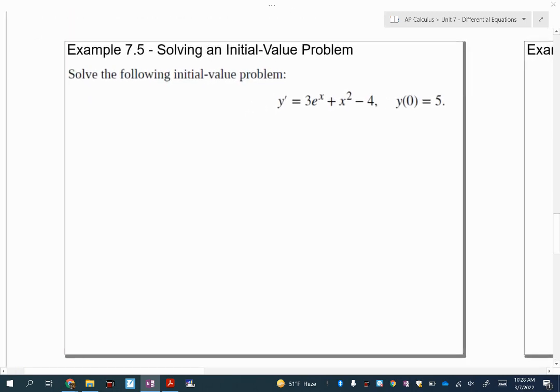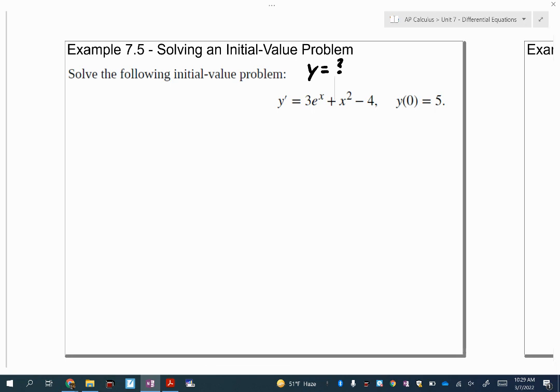Now, this is another variation on this initial value problem. You'll notice that they give us the differential equation, as well as the initial value. But what we have to do is, we are not given y. We don't know this function y.